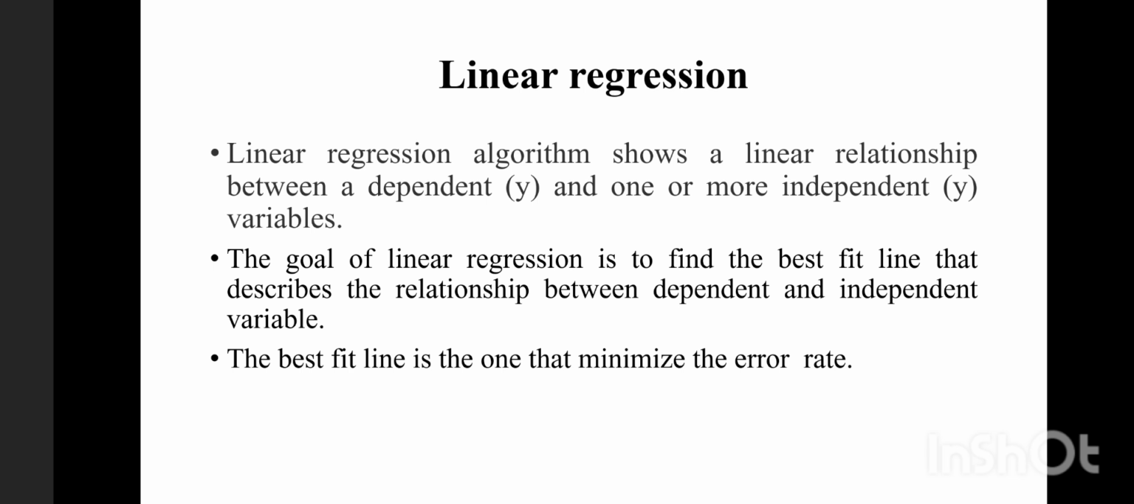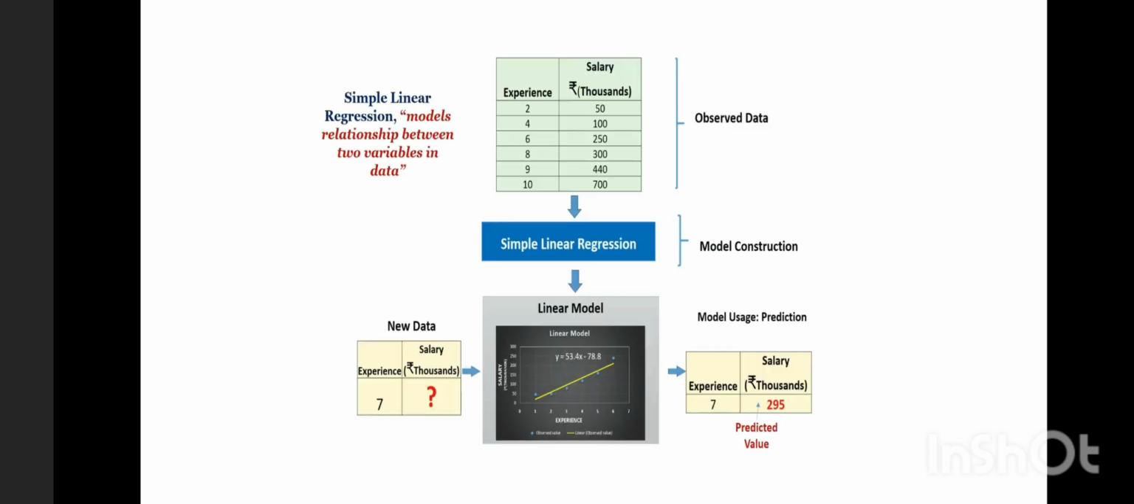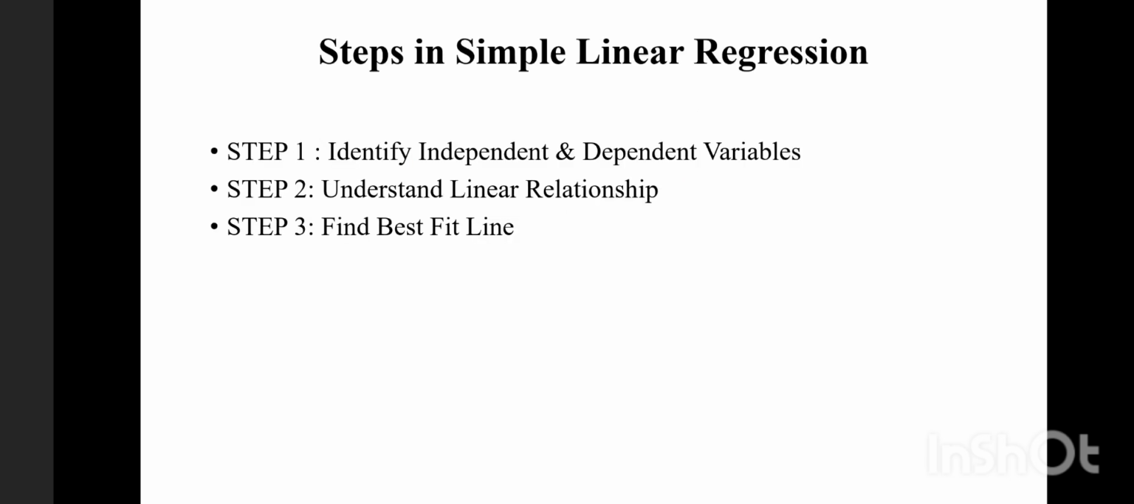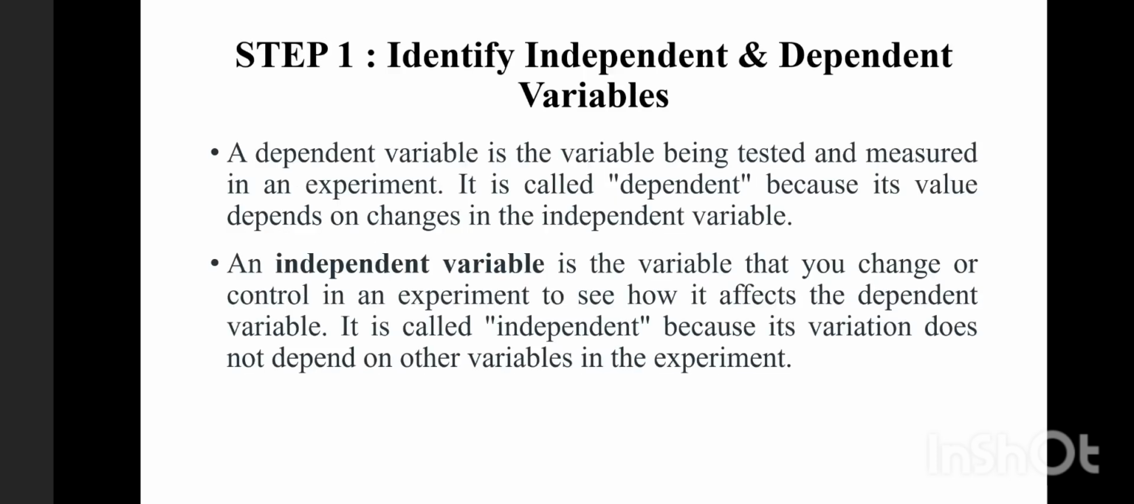What is the best fit line? The best fit line represents the relationship between variables. It helps in making accurate predictions based on available data. The line minimizes the error between actual and predicted values. Steps in simple linear regression. There are three important steps in simple linear regression. They are identifying variables, understanding linear relationship, and finding the best fit line. These steps improve prediction accuracy.